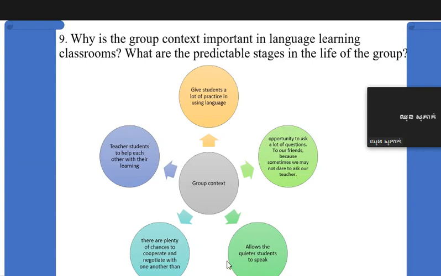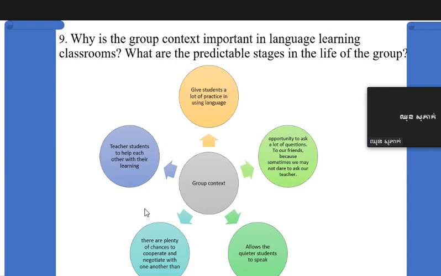And the fourth point is there are plenty of chances to cooperate and negotiate with one another. And the fifth, teachers and students help each other with the learning. So teacher and the students help each other.